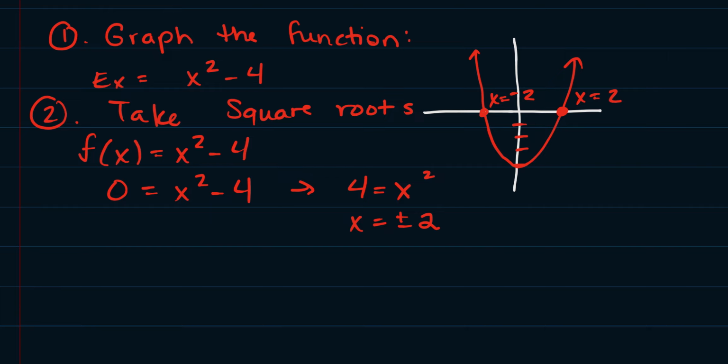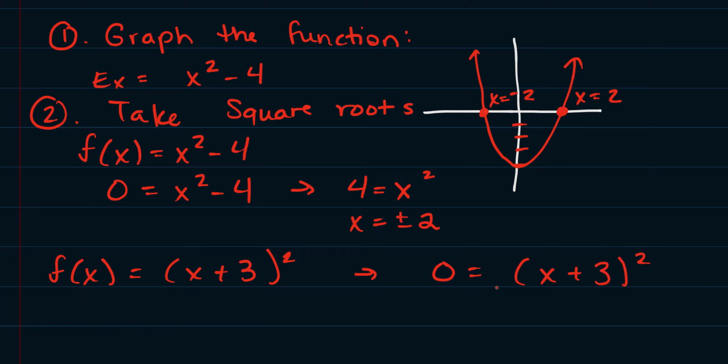If you have a function like this, where this was a translation of moving the graph to the left 3, if we set this equal to 0, we could take the square root, and we'll do this in a bit, but we could take the square root of both sides, and we could solve for x.